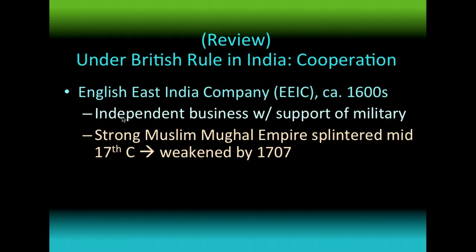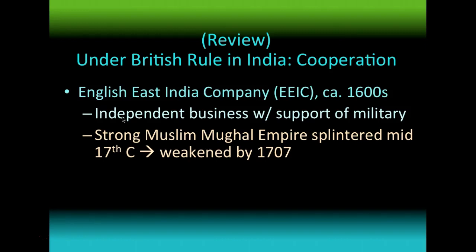And they come into the Mughal Empire, which is a Muslim empire, and it is a very strong and powerful empire. The Mughals were foreigners from Mongolia. They came down into India, and the majority of the population in India, as you all know, I'm sure, is Hindu. So there's an 80% Hindu population and a 20% Muslim population. And it's a pretty powerful empire. And when the EEIC comes in, they have to beg to just trade there. Eventually, however, the Mughal Empire splinters in the mid-1600s, and by 1707 it's greatly weakened.